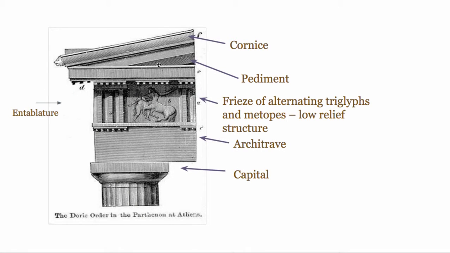Here's an up-close view of a Doric style temple. The top is the cornice right here, and beneath it is the pediment. Here's where you find a lot of high relief sculpture. Beneath this area right here is called the entablature, and this changes based on the order as well. In the entablature, we have the frieze of alternating triglyphs and metopes.